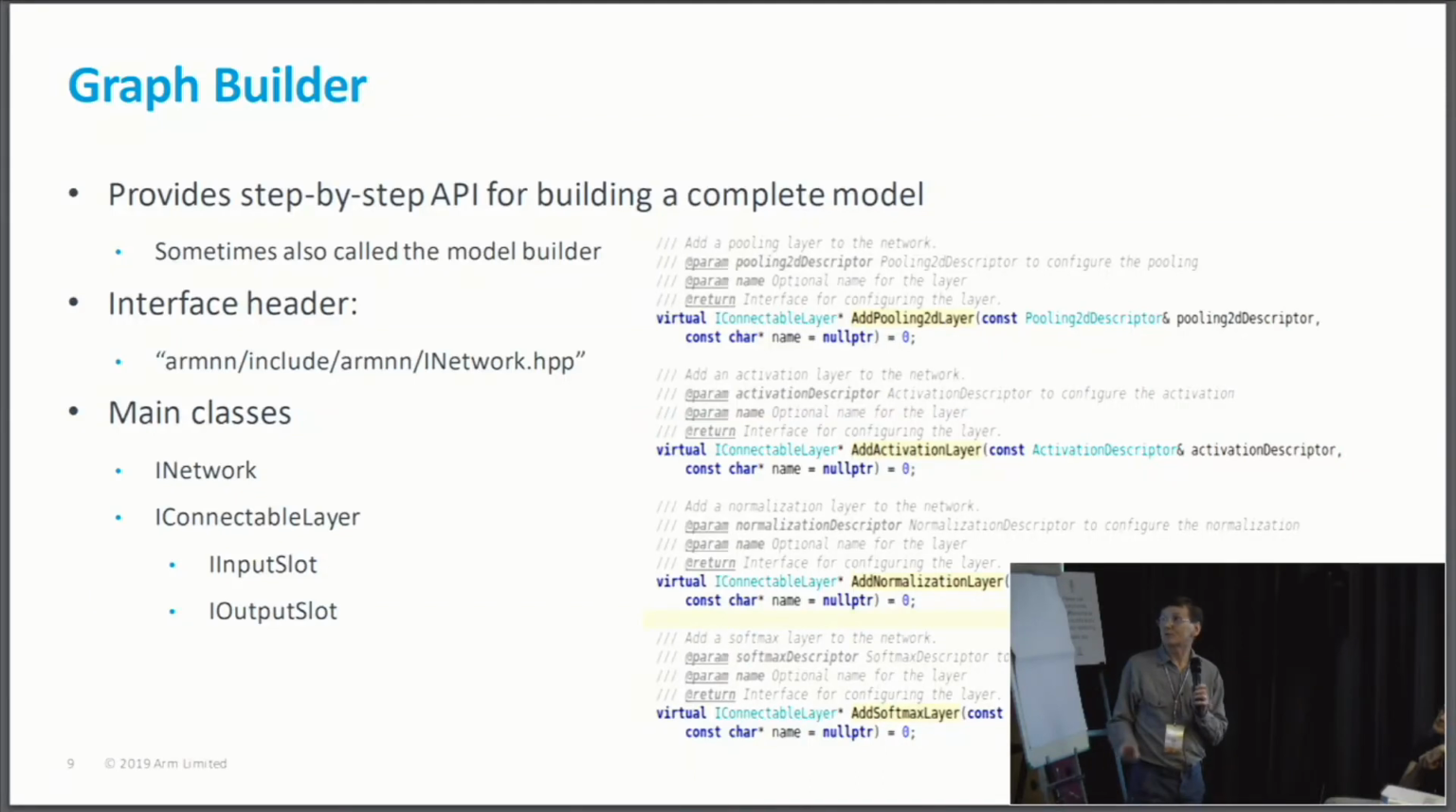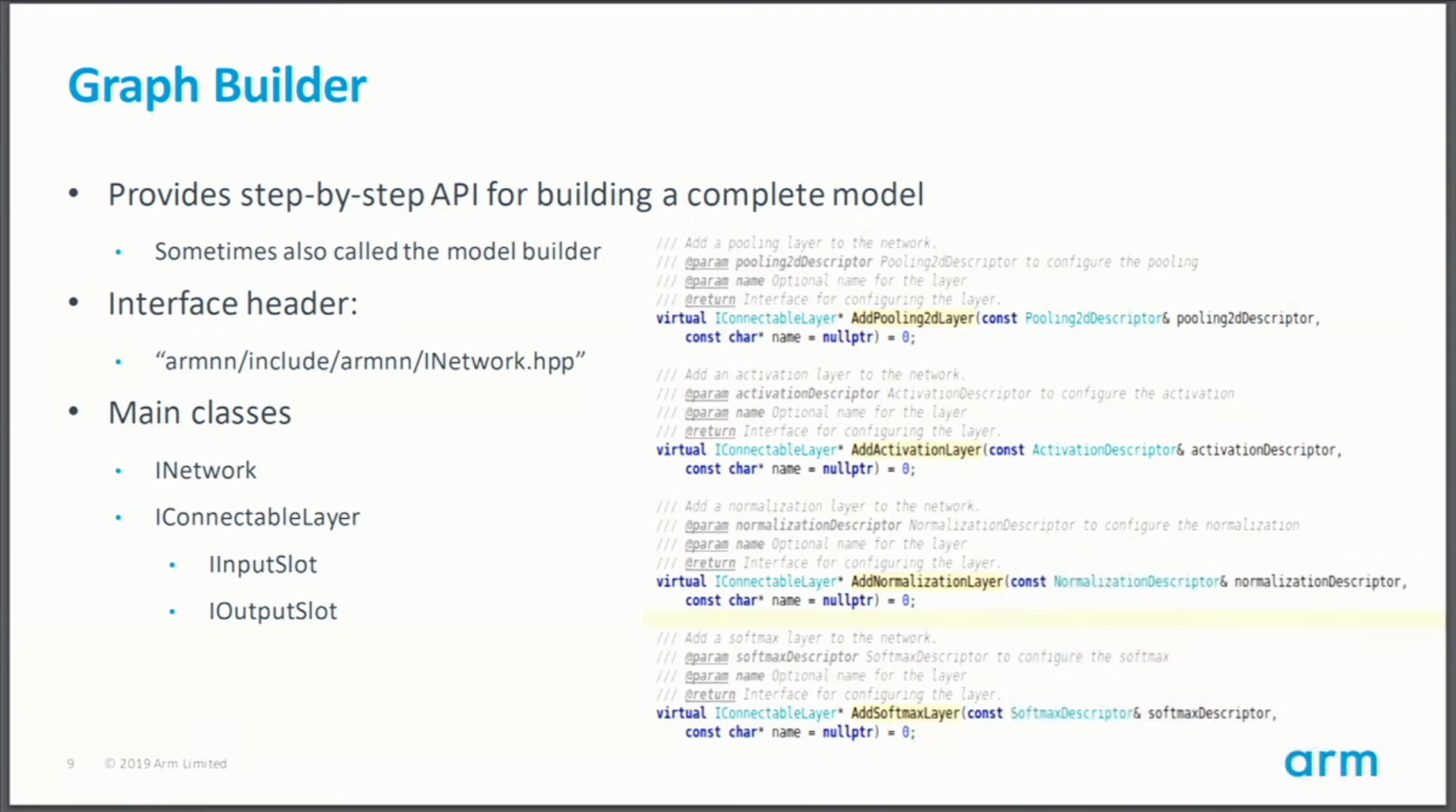I'm sure many of you are already familiar with this, but the graph builder provides a step-by-step API for building a complete model. It's sometimes called the model builder. It has an interface header called inetwork.hpp in the Arm NN libraries. The main classes are the network interface and the connectable layers that the network uses in the graphs. To add a layer to the graph, we have methods such as AddPooling2dLayer to add a Pooling2d layer to the graph, and most of the layers take a descriptor to include all the weights and biases and other parameters that need to be added to the layer. And there are similar methods for all of the layers that we support.